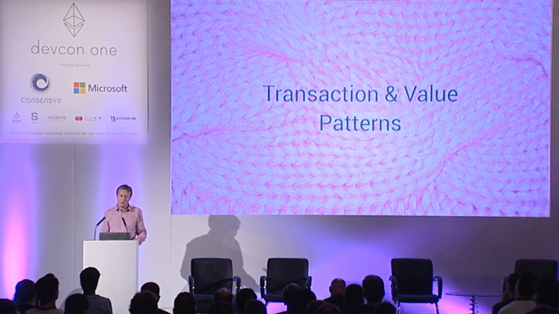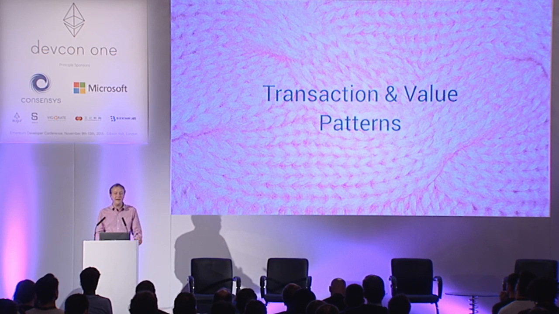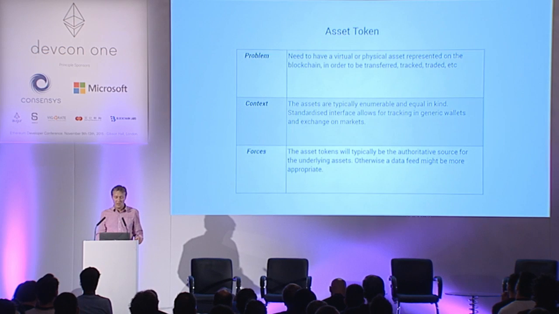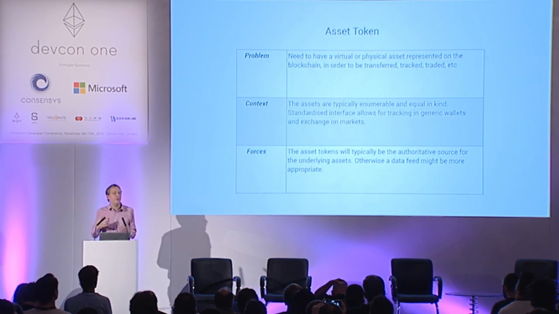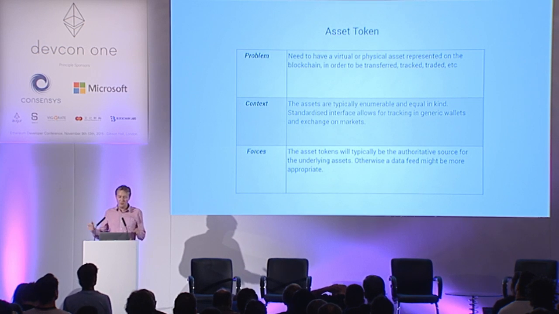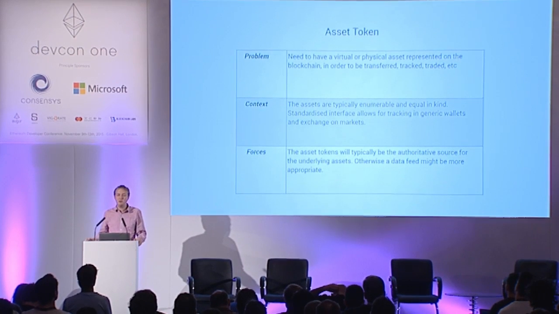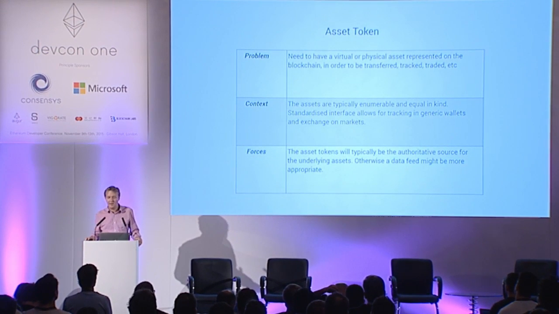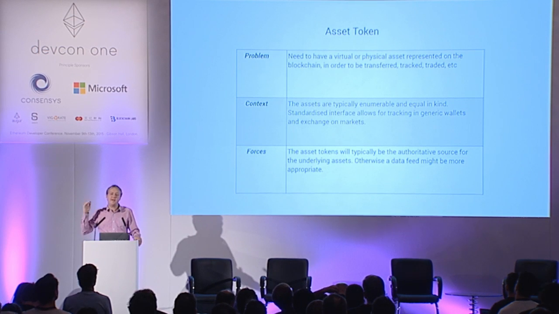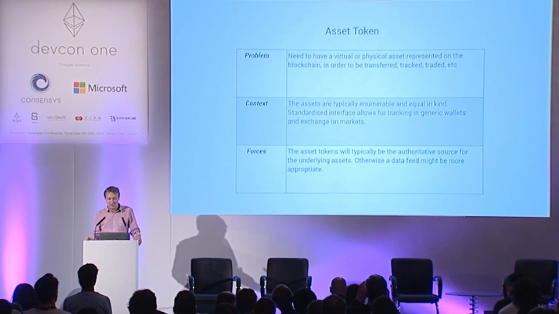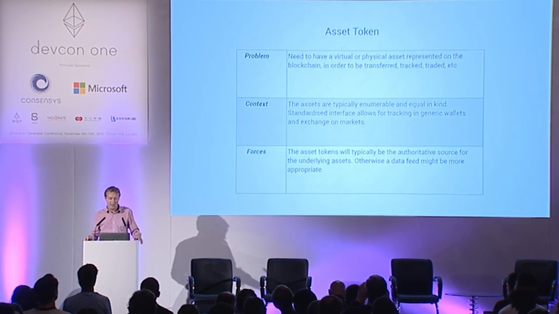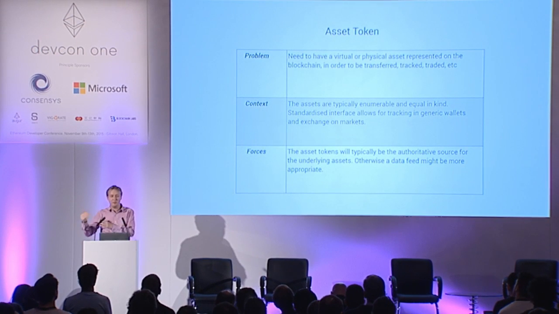So, looking at these transaction and value related patterns, two examples. The asset token, we have seen that in Peter's presentation. So you need to have some kind of representation of either a virtual or a physical asset on the blockchain, so you can, for crowdfunding purposes, sell it, or maybe lease your car, or trade it with somebody else, or track it for auditing purposes. And typically these assets are equal in kind, so you can enumerate them and you can have multiple of them.